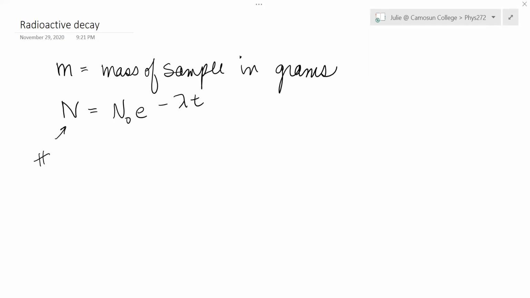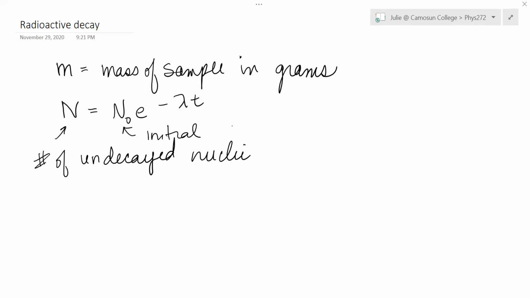This is the number of undecayed nuclei at any given time. So those ones that have not decayed. This is the initial number. And that's usually the number that you have to calculate given the mass.